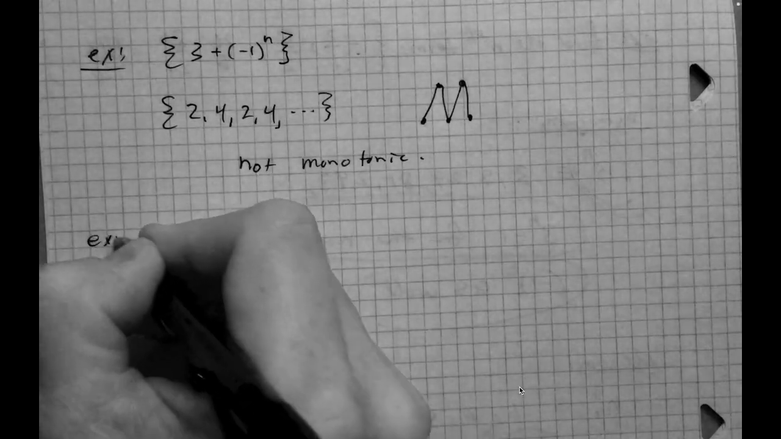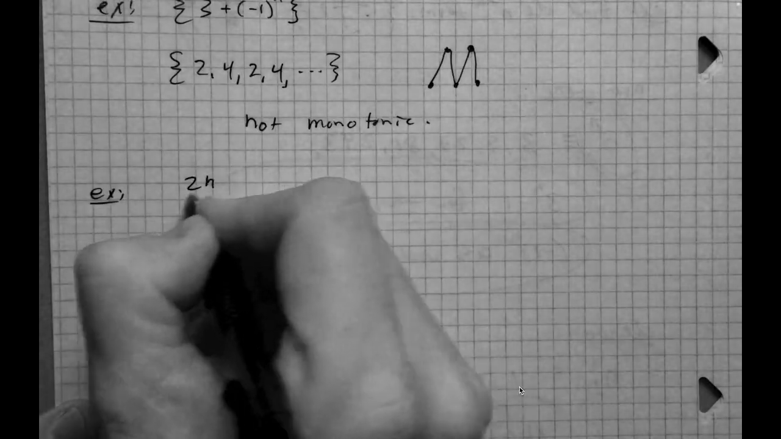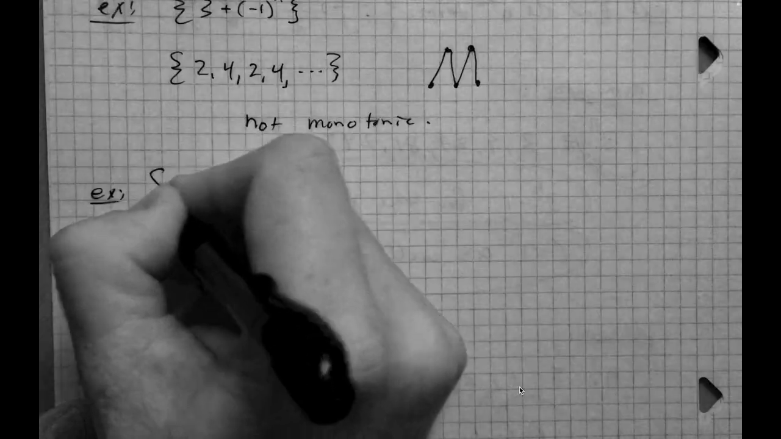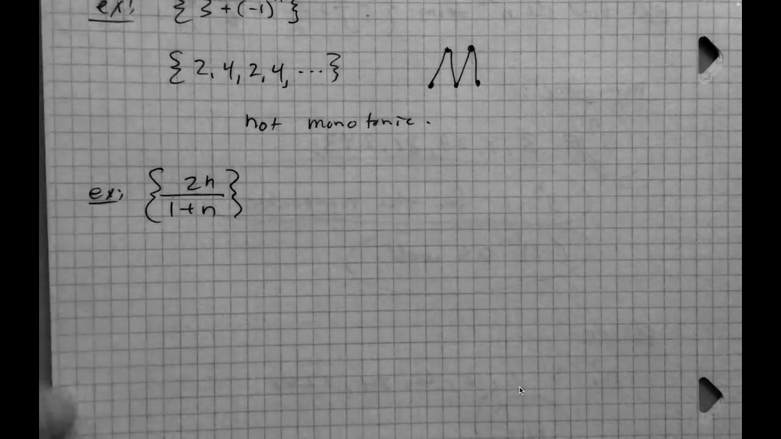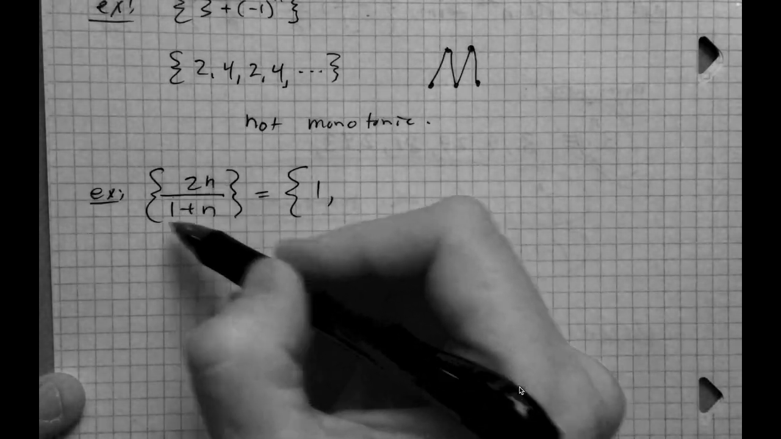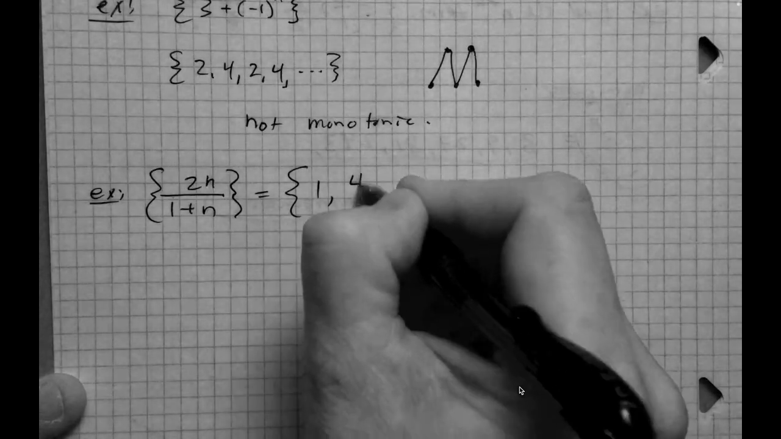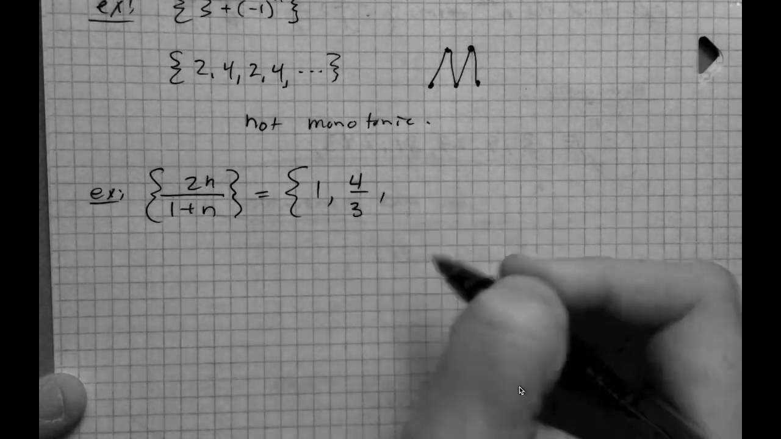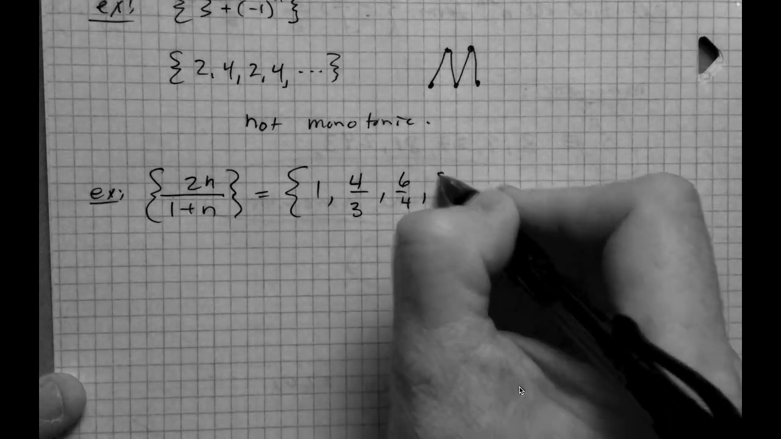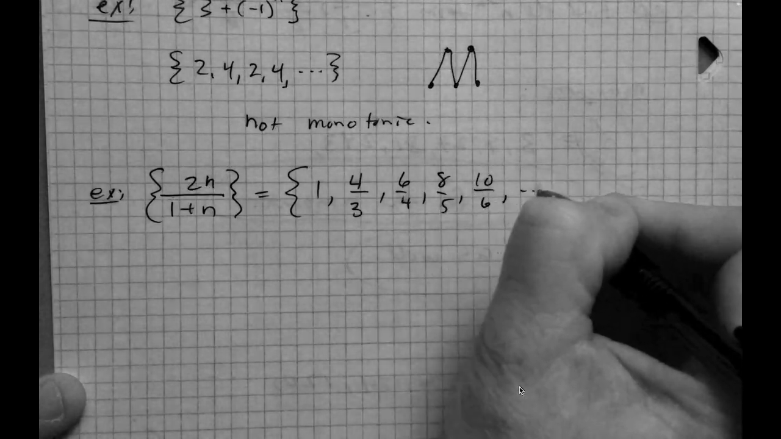Okay, what about this guy? 2n divided by 1 plus n. Is this a monotonic sequence? Well, let's take a look at some of the values here. When n is equal to 1, this is 2 over 2. Okay, and then when n is equal to 2, it's 4 over 3. And then it's 6 over 4. And then it's 8 over 5. And then it's 10 over 6. And so on.